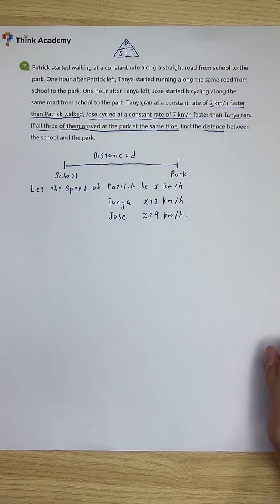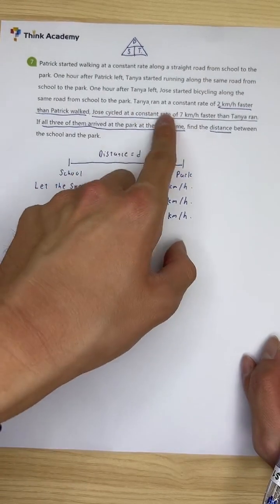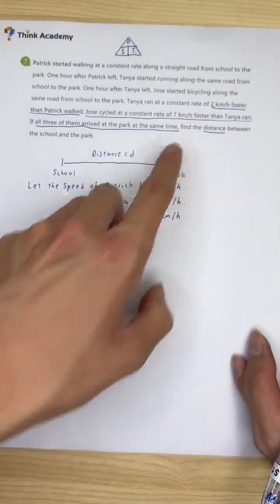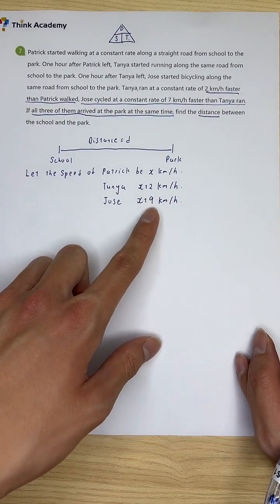Alright, so Joules is going to be x plus 9 km per hour because he cycled at a constant rate of 7 km per hour faster than Tanya ran. So Tanya runs at x plus 2. So Joules must run at x plus 9.